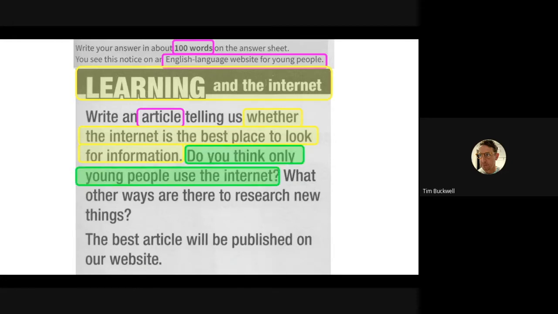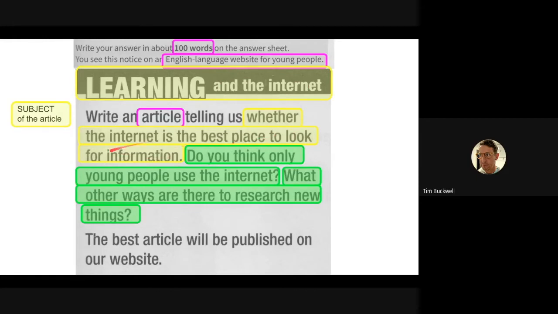We also have this. Do you think only young people use the internet? We must answer this question if we think that young people are the only people who use the internet. And we also have to answer this question. What other ways are there to research new things? The yellow is the subject of the article. The article that we are going to be writing is on this subject, learning in the internet.